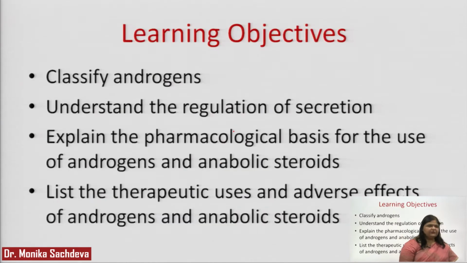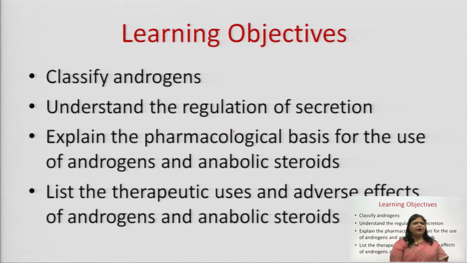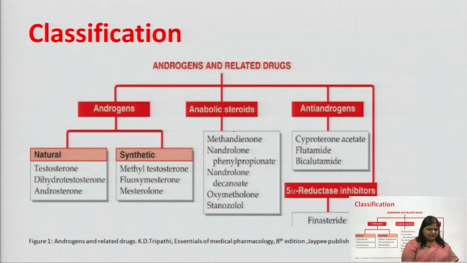This presentation will take you through the classification of androgens and related drugs. We will also understand how the secretion of androgens is regulated. We shall explain the pharmacological basis for the use of androgens and anabolic steroids in various pathological conditions, and we will also list the therapeutic uses, adverse effects and contraindications of androgens and anabolic steroids. So, let us start with androgens and anabolic steroids.